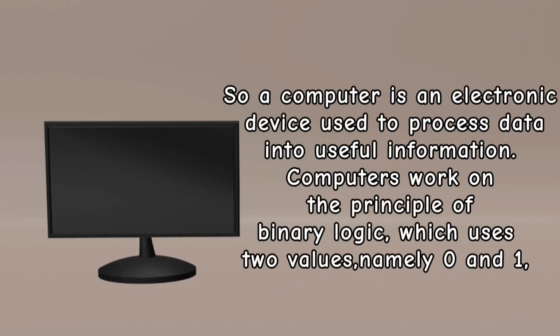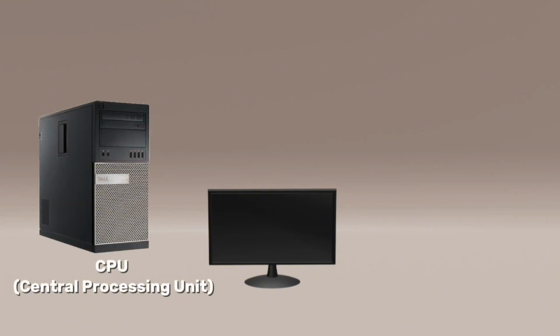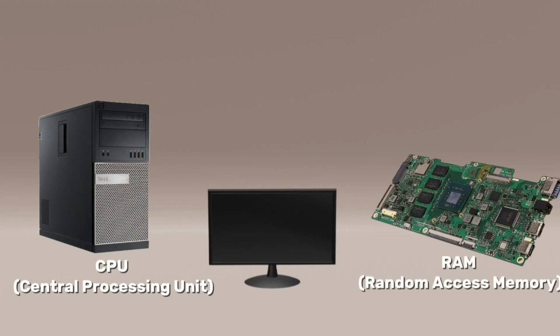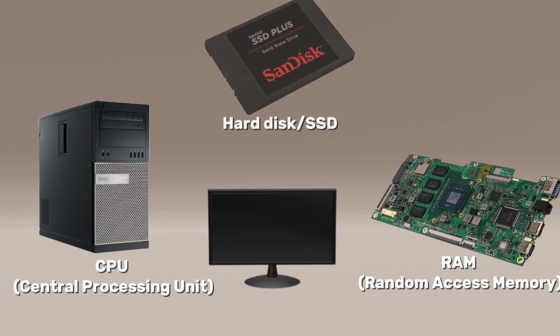So a computer is an electronic device used to process data into useful information. Computers work on the principle of binary logic, which uses two values, namely 0 and 1, to perform operations. A computer consists of several main components: CPU, central processing unit, RAM, random access memory, or SSD.